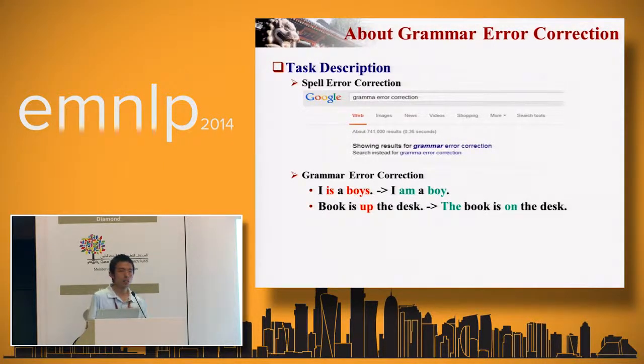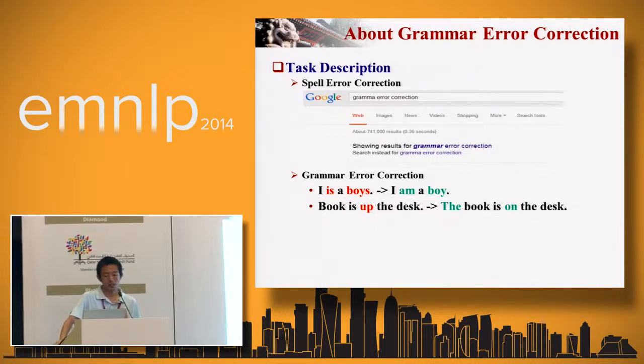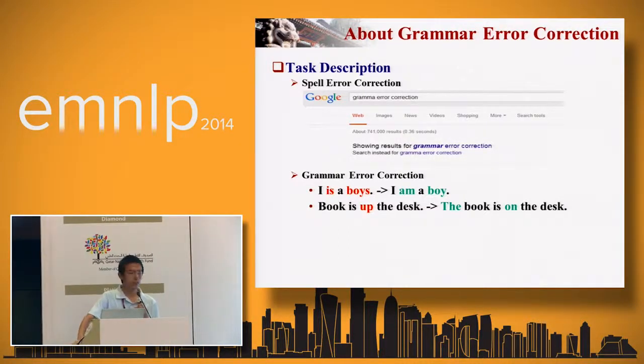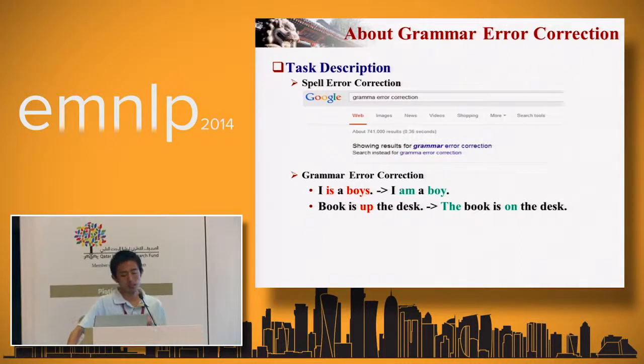Usually, we do not use wrongly spelled words. In fact, the words sometimes have the right meaning, but from a grammatical point of view, the sentence is ungrammatical. Like the two examples I show here. The first is "I is a voice boys", where the verb "is" should be corrected into "am", and "boys" should be corrected into "boy" because of the plural form. And the second example is "book is up the desk", where the first word of the sentence should be "the", because "book" is a noun and we should put "the" in front of it, and the preposition "up" is wrongly used because we should say "on the desk", not "up the desk".